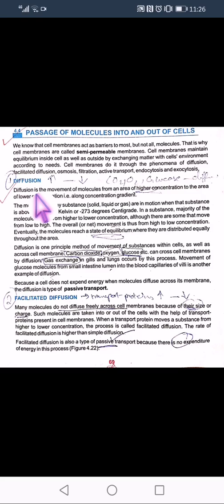What happens in this? The molecules move from an area of higher concentration to an area of lower concentration. For example, carbon dioxide, oxygen, and glucose are all exchanged through the diffusion process. Similarly, gas exchange in gills and lungs also occurs by this process. Movement of glucose molecules from the small intestine to blood capillaries is also an example of diffusion. You should know the definition, and you should prepare 3 examples along with it.